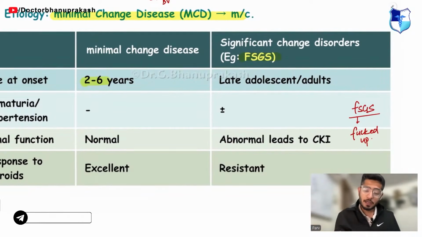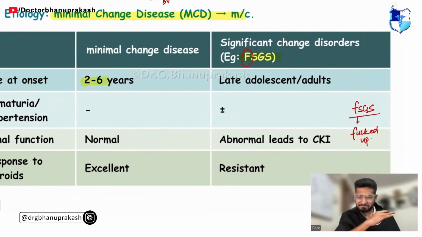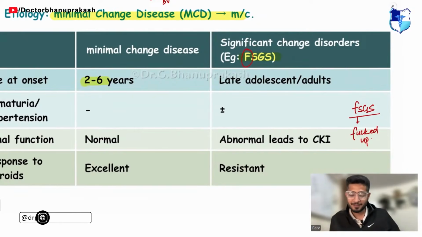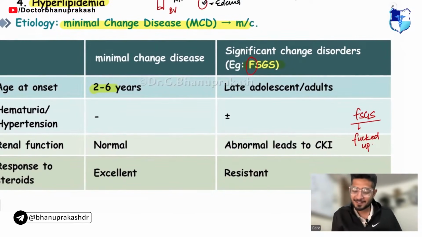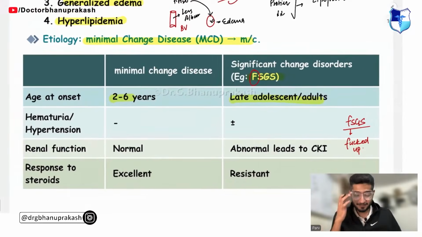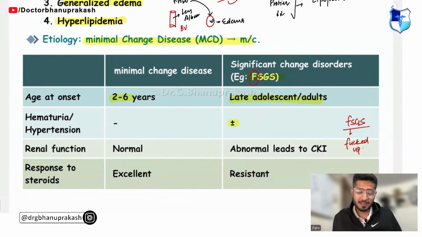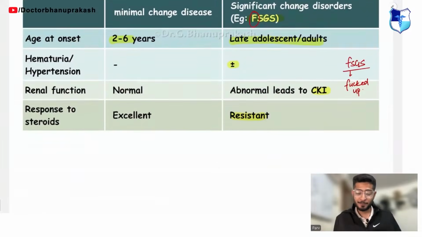Simple, very easy. Remember, F for FSGS, F for fucked up. So it's a completely fucked up life. When is your life fucked up? In children or in adolescence? In adolescence. So late adolescence, late adults, completely fucked up life. They'll have hematuria, they'll have hypertension, they will have CKD, kidney is completely gone, and there will be no response to steroids also in this case. So this is the problem in this.